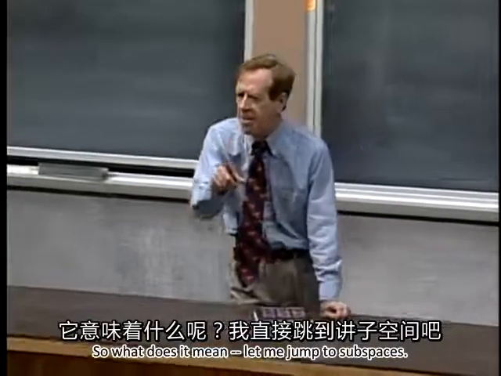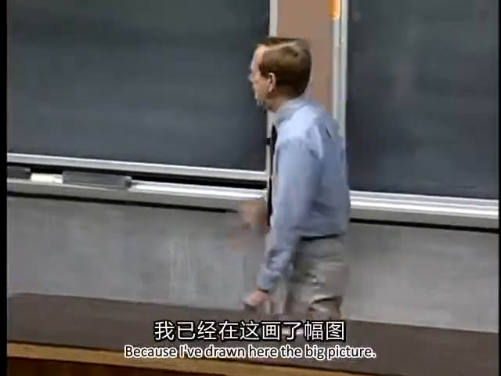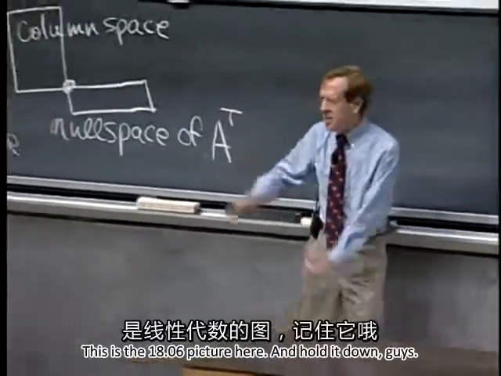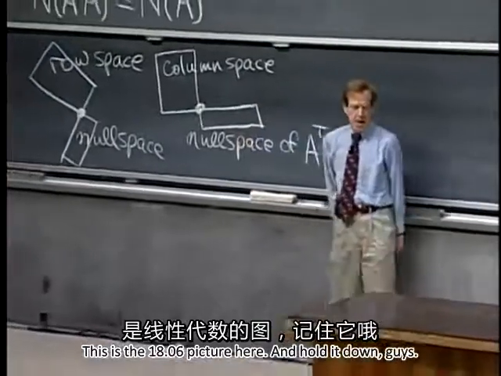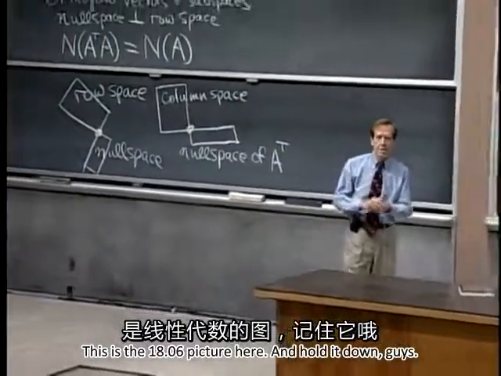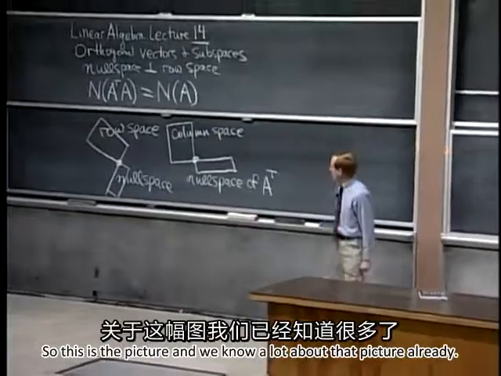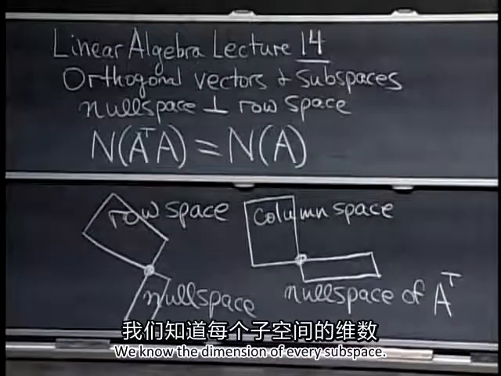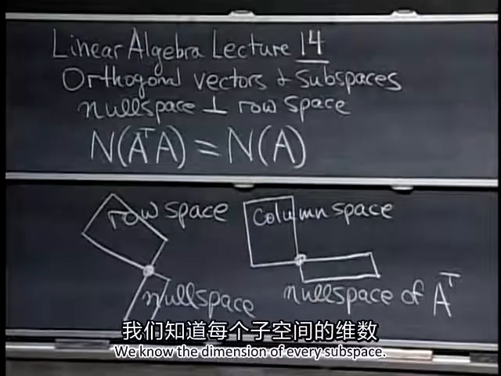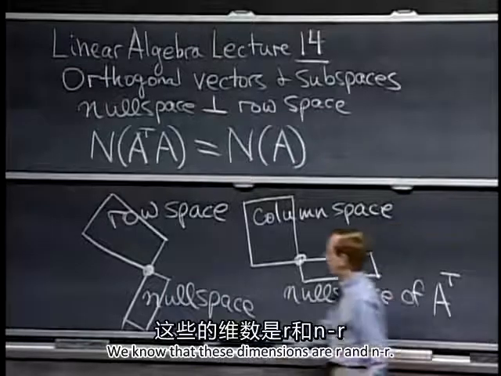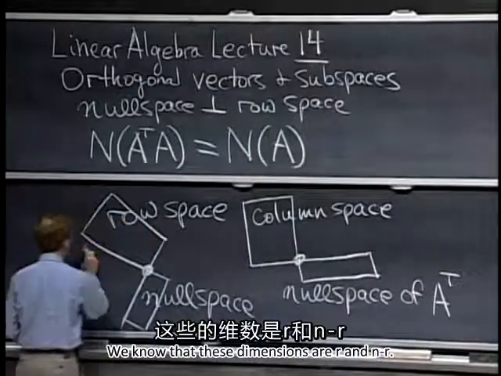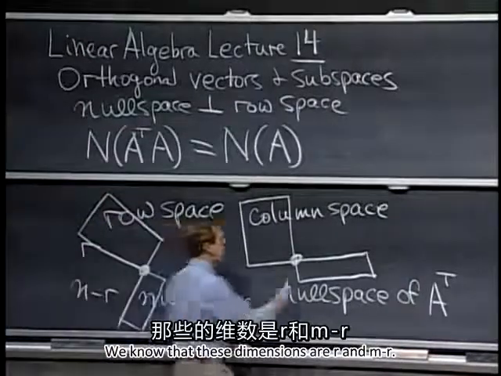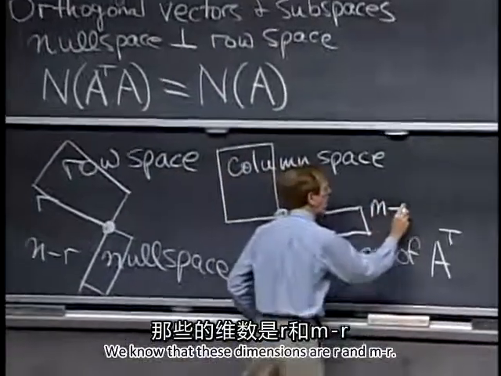Let me jump to subspaces, because I've drawn here the big picture. This is the 1806 picture here. And this is the picture, and we know a lot about that picture already. We know the dimension of every subspace. We know that these dimensions are r and n minus r. We know that these dimensions are r and m minus r.